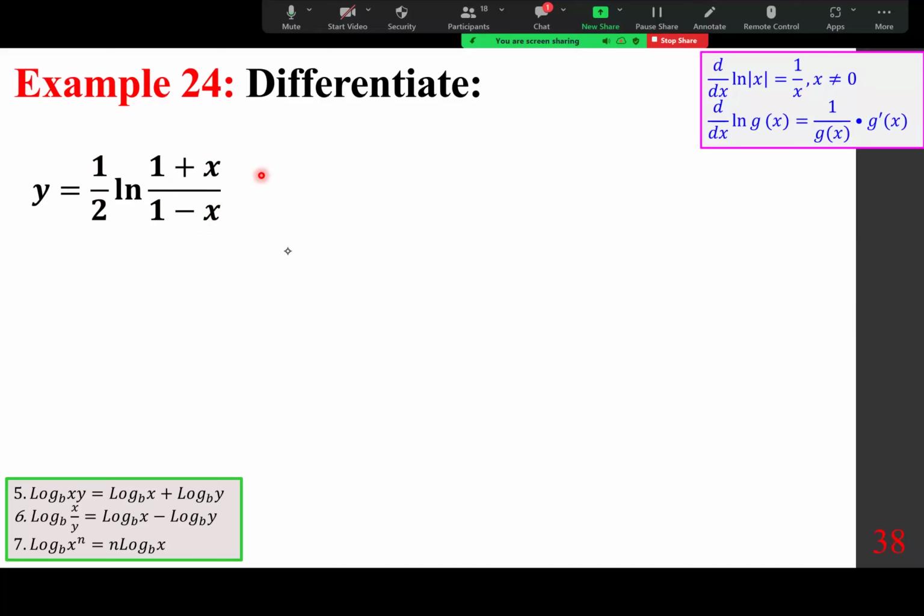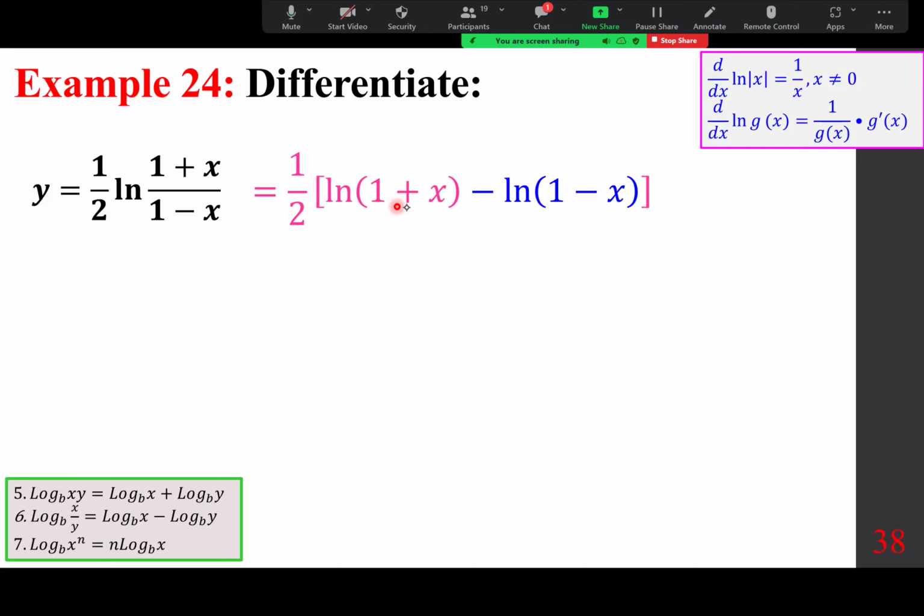So as you look at this one, you should know that you can use the quotient property. So ln of the top minus ln of the bottom, and you keep the 1/2 outside. And now it's a lot easier. So we are using number 6, which is the quotient property.